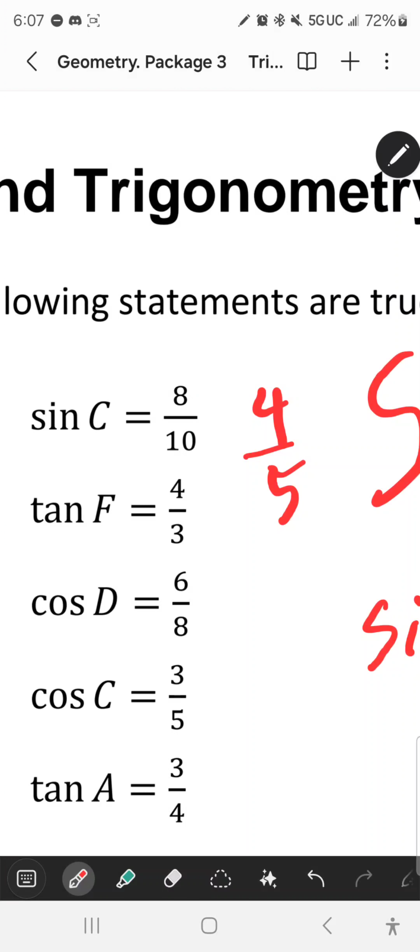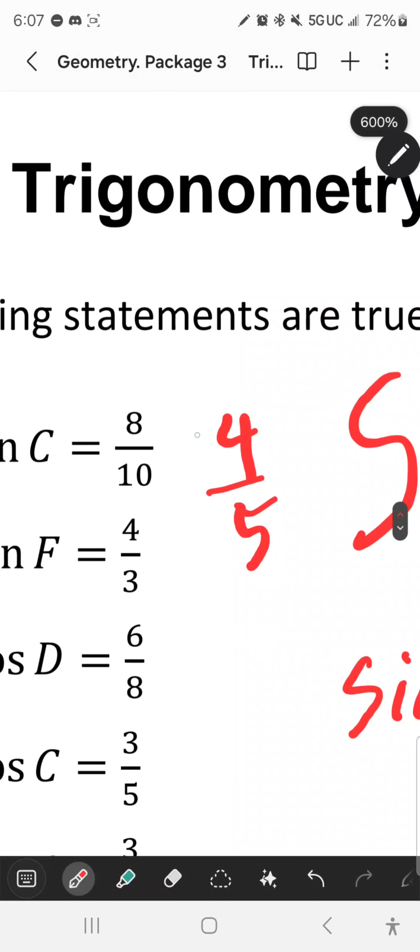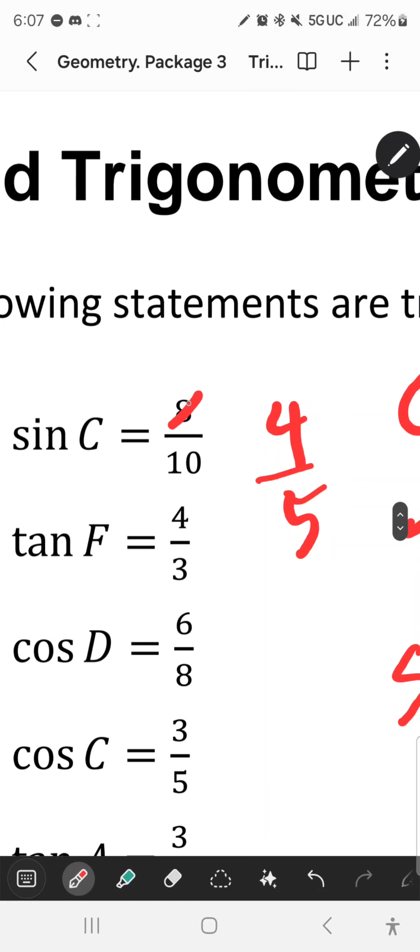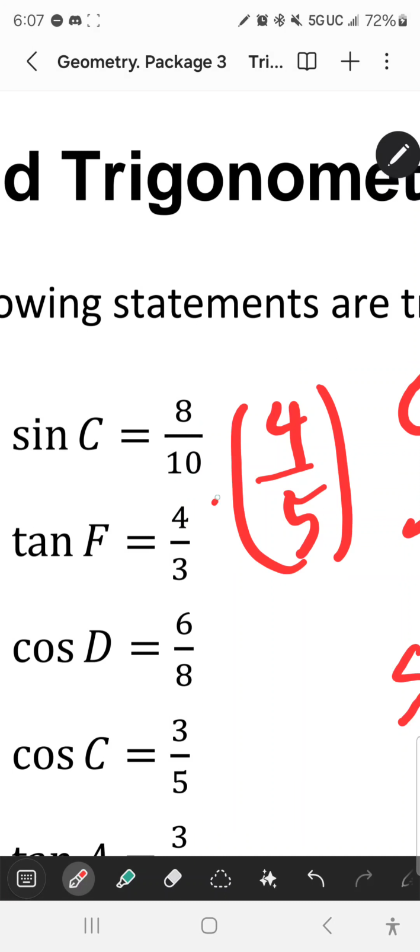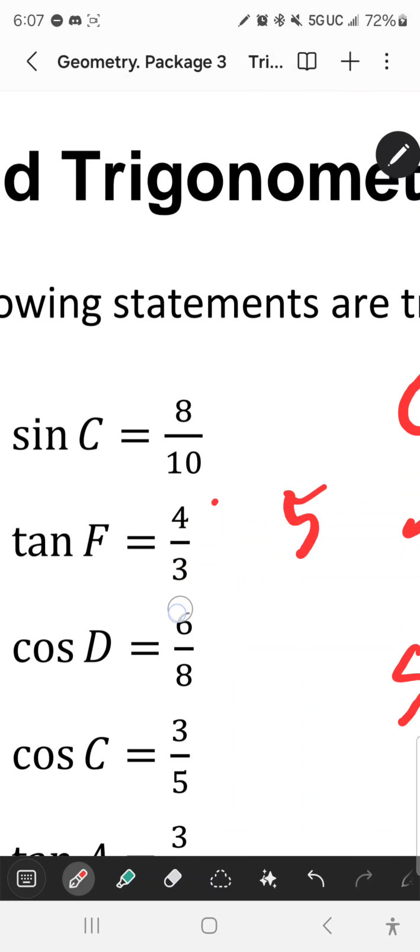Now, we could say that 8 over 10 is equivalent to 4 over 5 because if we simplify this, I could say 8 divided by 2 is 4, and 10 divided by 2 is 5. Or I could multiply times 2 over 2. And 2 over 2 is basically 1, so we are not changing the equation.